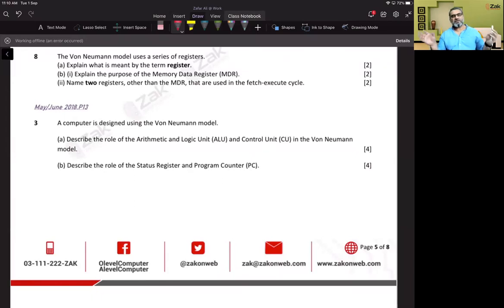Status register is a general purpose register which is having a number of bits, and all bits would have a different role. They will be related to different events, and every bit in the status register is also called a flag. And then we have got program counter. Program counter stores the address of the next instruction which is to be fetched. And that's about it.